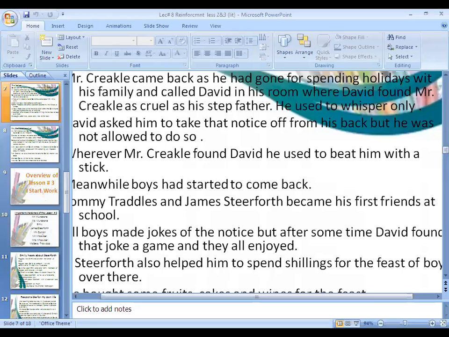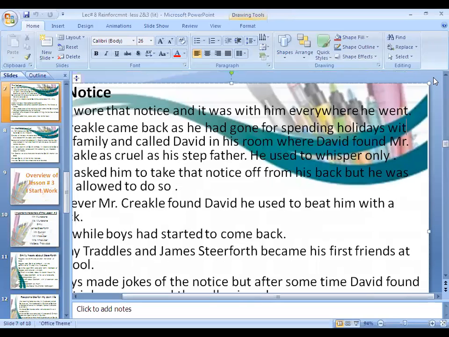Okay, वो जहाँ जहाँ भी जाता, he was wearing the notice. He could not take it off from his bag. Then Mr. Creakle came back, as he had gone to spend holidays with his family. Mr. Creakle was out of school and out of station because he had gone with his family out of town to spend some vacation. Okay, and he came after some time.